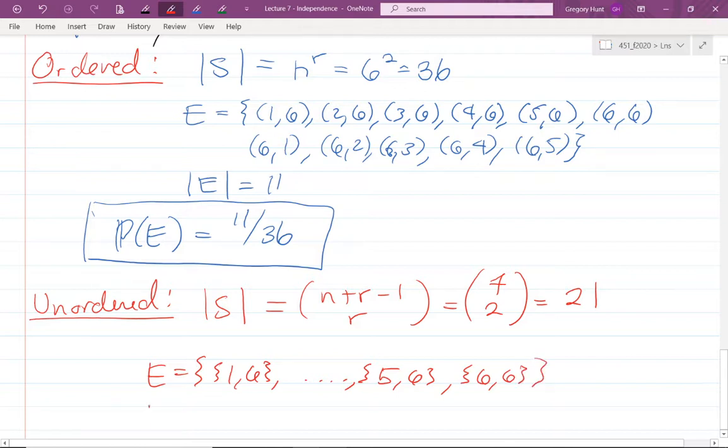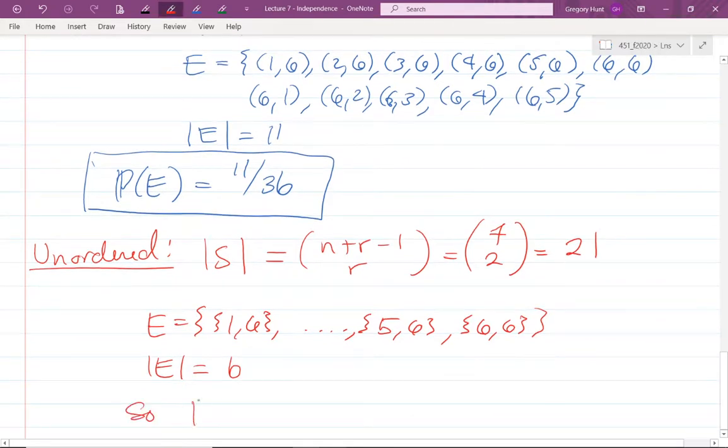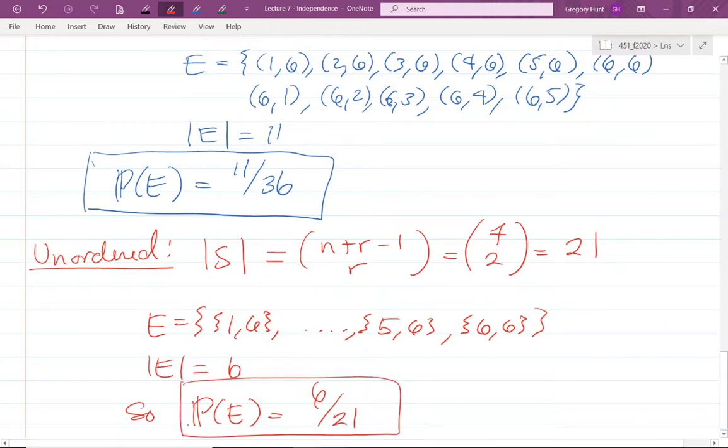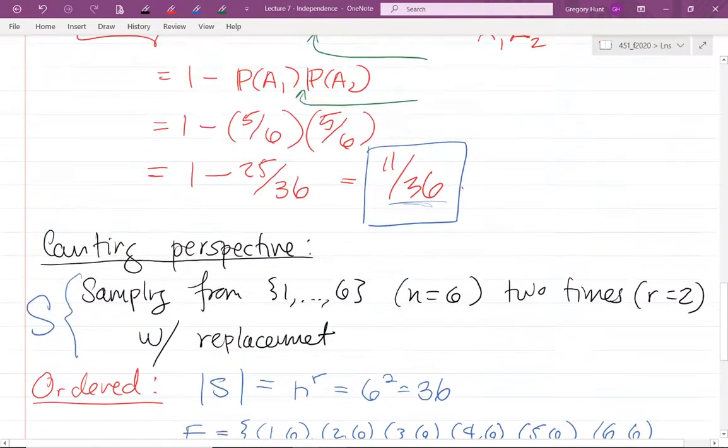So in this case, the number of things in E is, what do we get? We get 6 total. So in this case, we get 6/21 as a probability. So that's very much different than the 11/36 which we got.